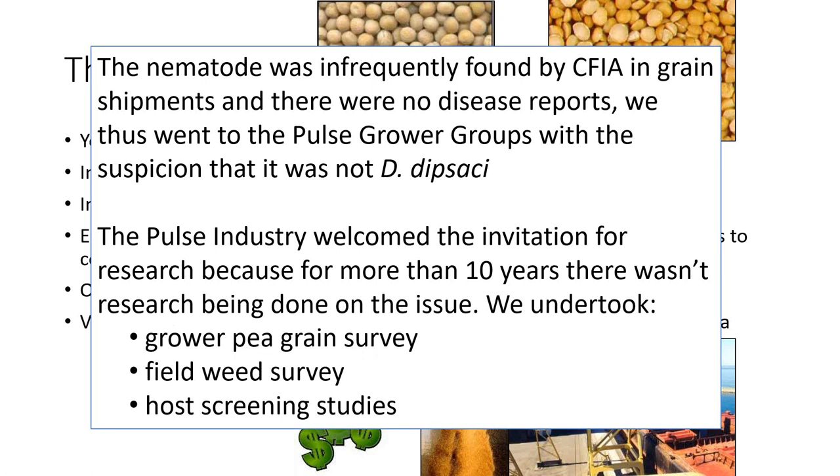Then we followed up with a field weed survey, where we actually went out and looked at weeds to see if the weeds had the nematode. We did laboratory studies to find out what this nematode, that CFIA was finding, liked to feed on. And then we even followed up with soil surveys on farmer commercial fields across the prairies.